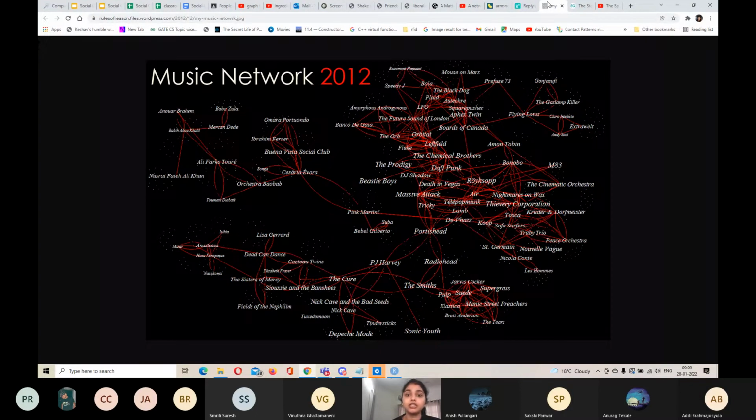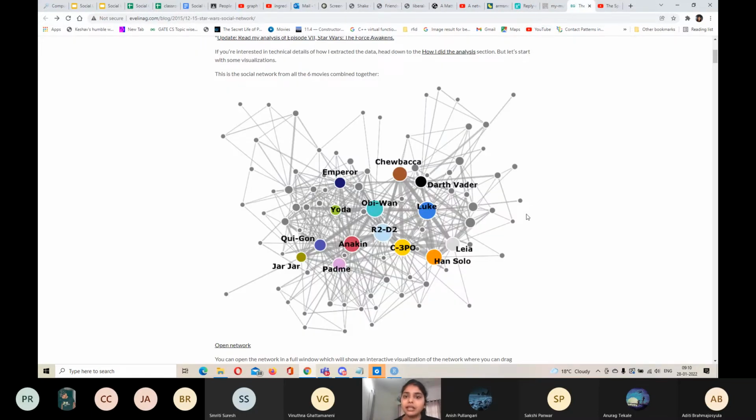This is another network, based on some music bands. A person who is interested in music has written a blog on it, and I'm not really aware of these bands. Maybe some of you are. So you can make a better sense of this network and look at these small clusters which are there between these bands.